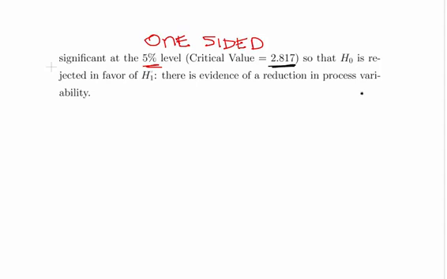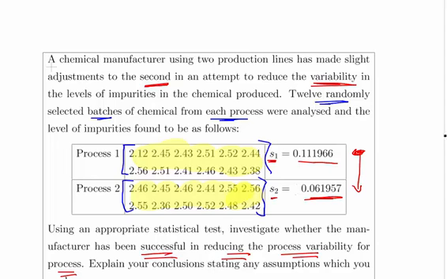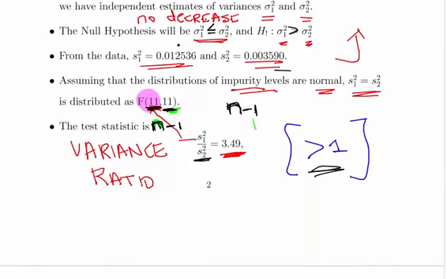So in this case, there is evidence of a reduction. Essentially the test statistic is greater than the critical value, which means we reject the null hypothesis, and that means there is evidence of a reduction in the process variability thanks to this new process. So that's it there. Just to sum up, the key thing really is getting the variance ratio right and getting the corresponding degrees of freedom for the critical value right. Okay, we'll leave it there.